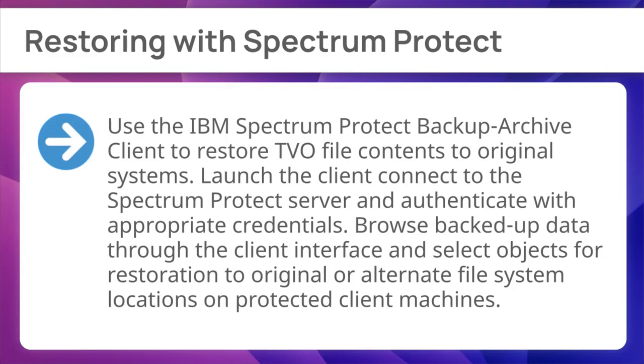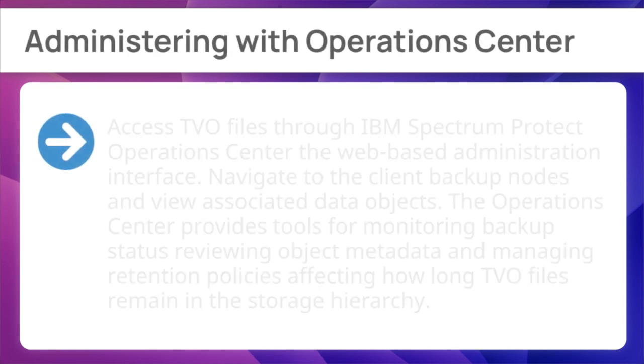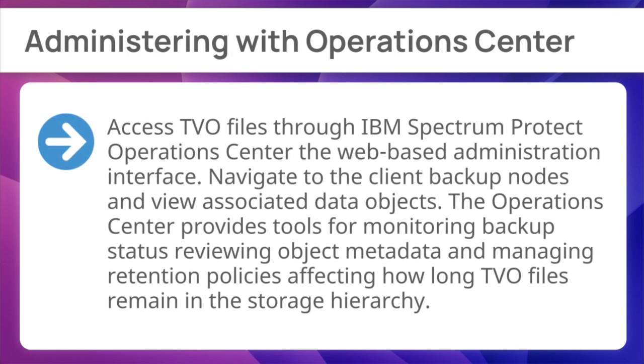Browse backed up data through the client interface and select objects for restoration to original or alternate file system locations on protected client machines. Next, administering with Operations Center. Access TVO files through the IBM Spectrum Protect Operations Center, the web-based administration interface. Navigate to the client backup nodes and view associated data objects.